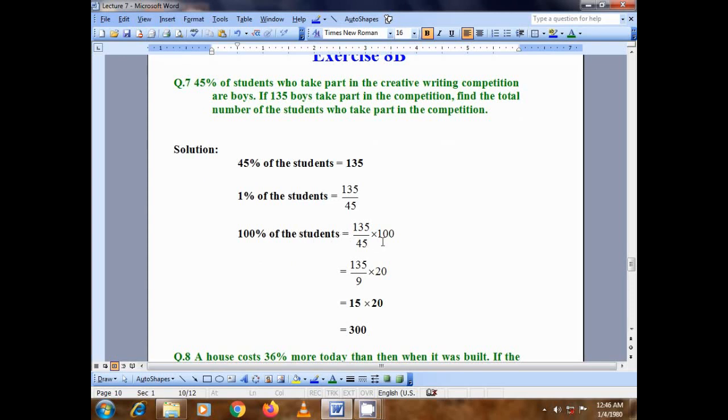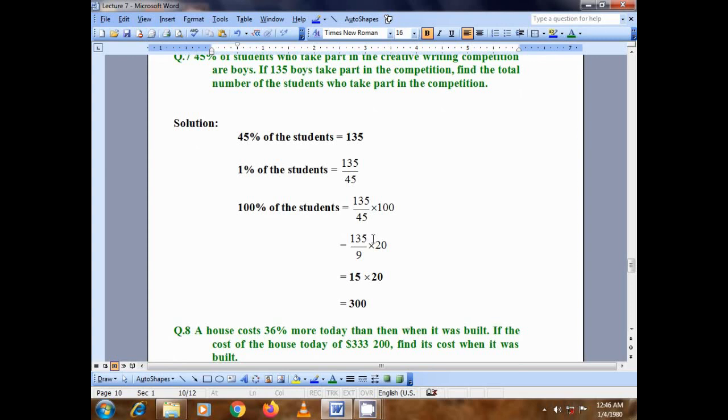So we will start from the data which is given in the question, and that is 45% of the students. So 45% of the students we have given 135, and then we will find 1% of the students which will be 135 divided by this 45. And then in the third step we will find 100% of the students. Then it means we will multiply this 100 by the fraction 135 divided by 45.